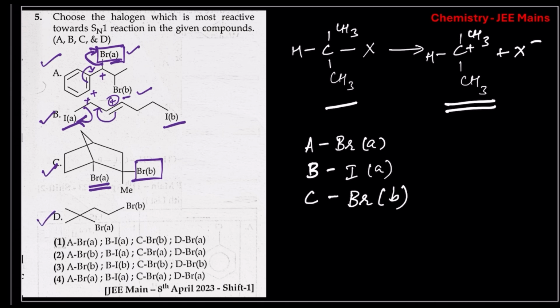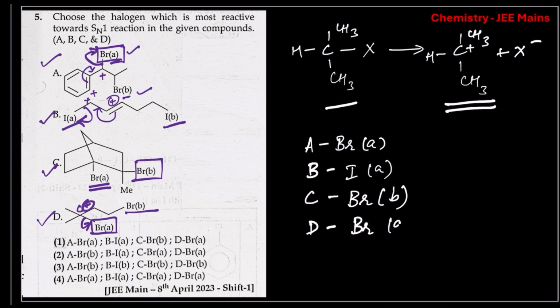Next, option D. In option D, bromine marked as A is more reactive towards SN1 because if this carbon-bromine bond breaks, then the carbocation which is formed is the tertiary carbocation, and tertiary carbocation is more stable than the secondary or primary carbocation. If this bromine which is marked as B leaves as bromide ion, then the carbocation which is formed is primary carbocation, which is less stable than the tertiary carbocation. So, the bromine which is more reactive towards SN1 in option D is bromine marked as A.